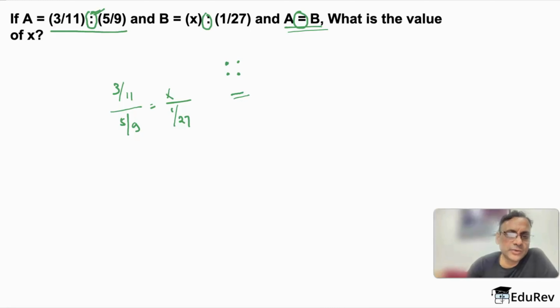Now here you can see one cancellation straight away. This can be 3. So when you take the numbers up and down, you basically get 3 upon 11 into 5 is equal to 3x by 1. That's what you get. X gets cancelled, 3 gets cancelled. So you get x into 11 into 5 is equal to 1, or x is equal to 1 upon 55. So this should be the answer.